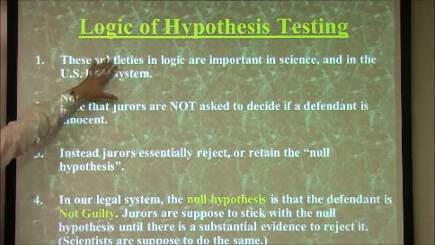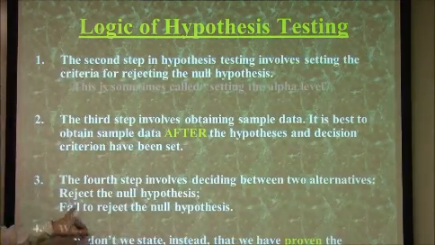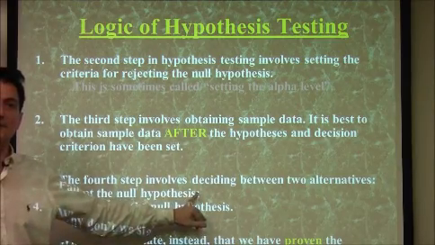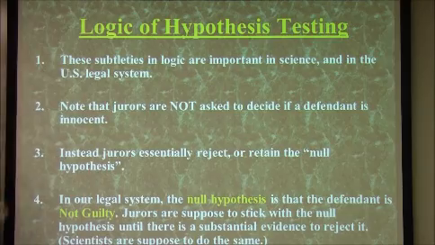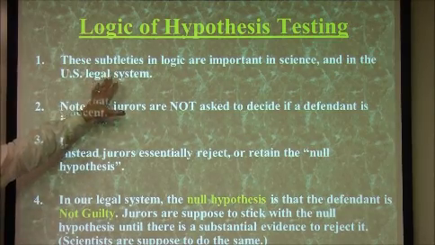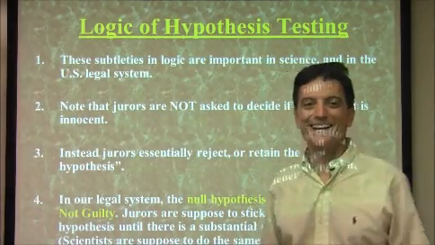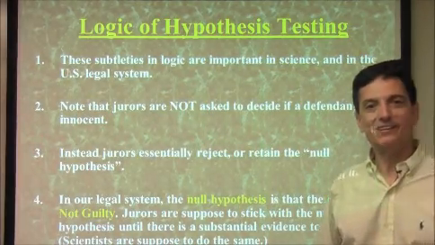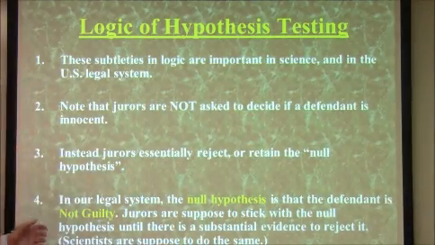Okay, these subtleties in logic, this refraining from the word prove and sticking to this notion of either rejecting the null hypothesis or failing to reject the null hypothesis. These subtleties in logic are important in science and also in the US legal system. In an earlier video, we had talked about some important parallels that exist between the legal system on the one hand and the scientific method on the other hand, and we'll return to some of those in today's discussion.